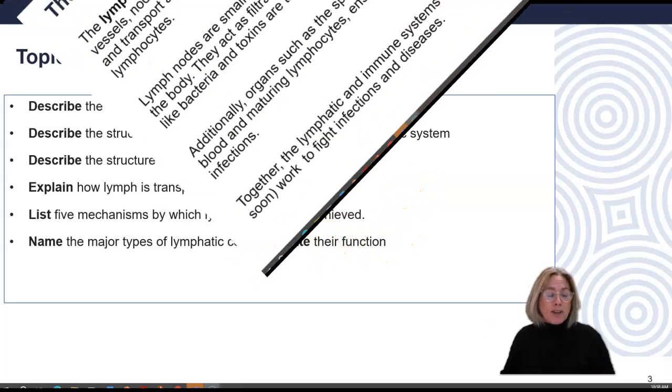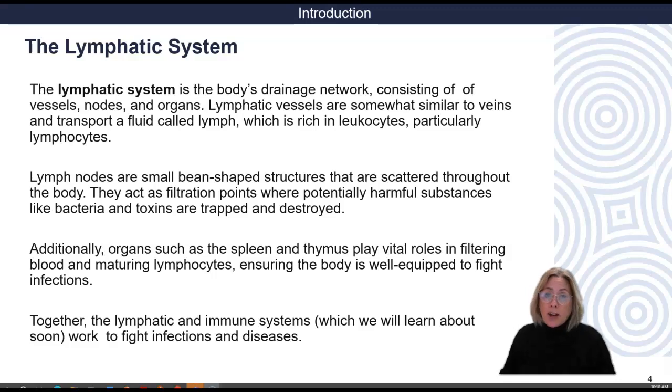So just a little bit of an introduction to begin with. The lymphatic system is the body's kind of drainage network. It consists of a series of vessels, nodes, and organs. The lymphatic vessels are quite similar to veins that we've studied before, and they do transport this fluid called lymph. And this lymph is a clear fluid which is rich in leukocytes or white blood cells, particularly lymphocytes.